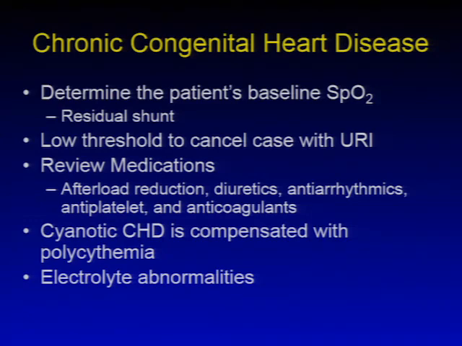Medications need to be reviewed, including any drugs for afterload reduction, diuretics, antiarrhythmics, antiplatelets, and anticoagulants. One of the most common problems with children with congenital heart disease later in life is arrhythmias. And cyanotic congenital heart disease can oftentimes be compensated with polycythemia. So a complete blood cell count is important to perform on many of these children, as well as taking note of any electrolyte abnormalities.